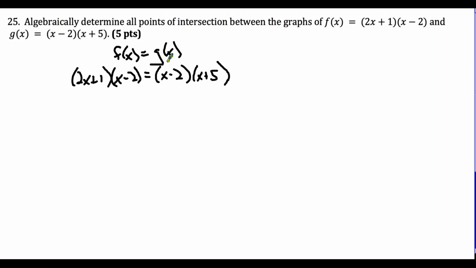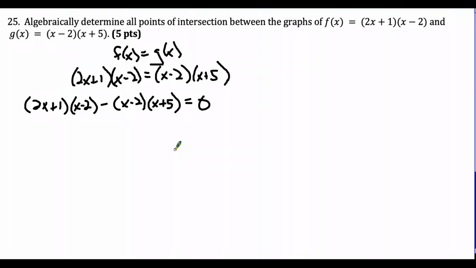To solve this, I am going to subtract the entire right side over to the left side of my equation. So when I do that, I'm just going to have 2x plus 1 times x minus 2 minus x minus 2 times x plus 5, and then equals 0, right? If I'm subtracting this from both sides, I would be left with 0 on the right side of my equation. Now, at this step, this is where we want to look for a GCF, a greatest common factor. Both of my terms have an x minus 2 in them. So I'm going to factor out an x minus 2, and then everything that's left over is going to go in one set of parentheses.